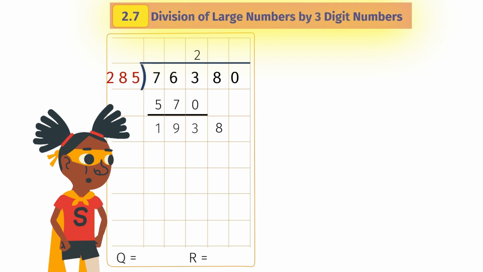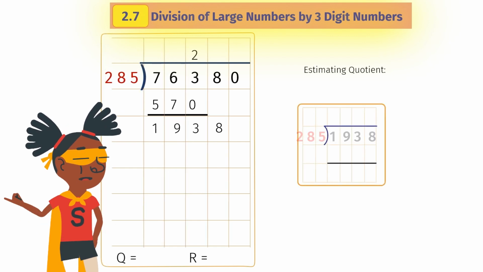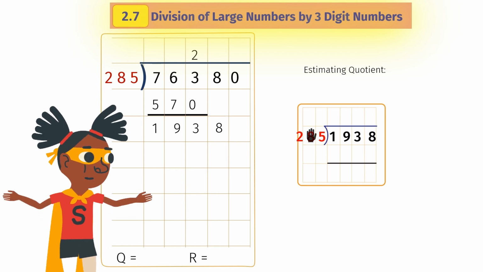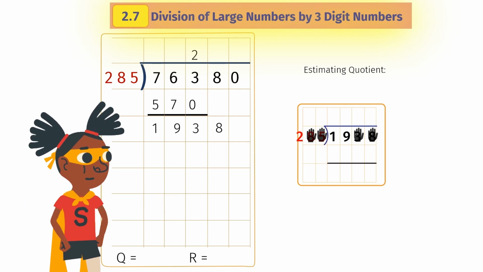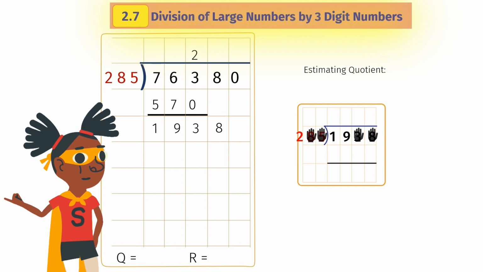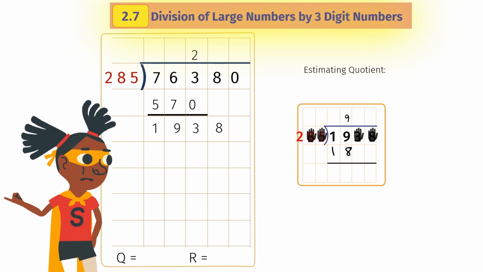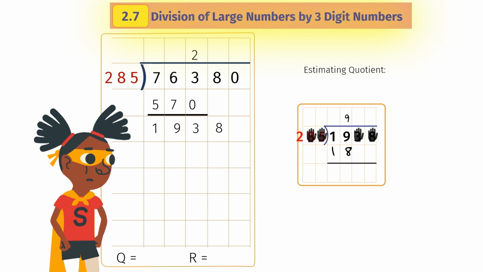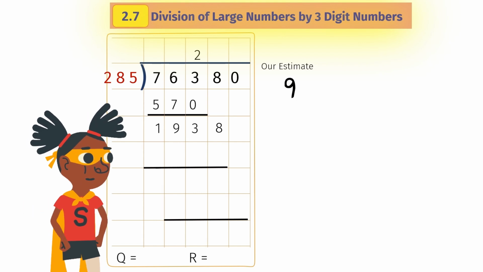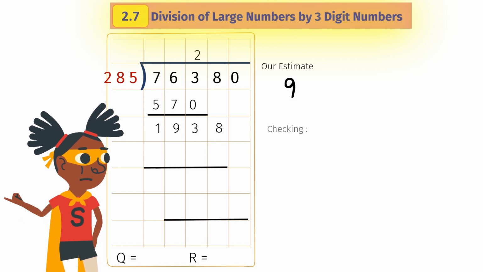Now we have to divide 1938 by 285. We follow the same process. We hide the last two digits of both dividend and the divisor. The purpose? To make the divisor single digit. 1938 divided by 285 becomes 19 by 2. Dividing, our estimate is 9. Our estimate may sometimes be far away from the answer. Pay attention.